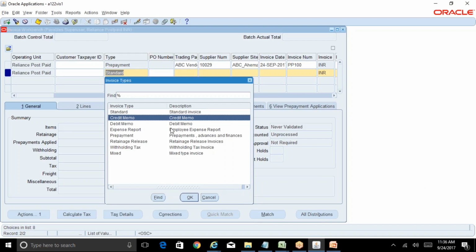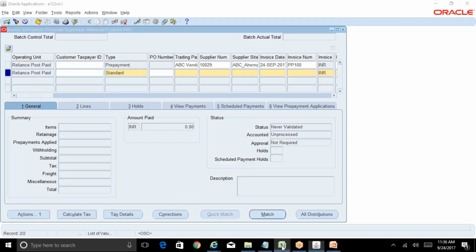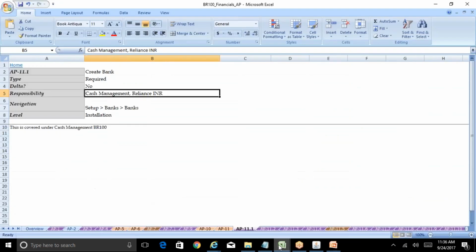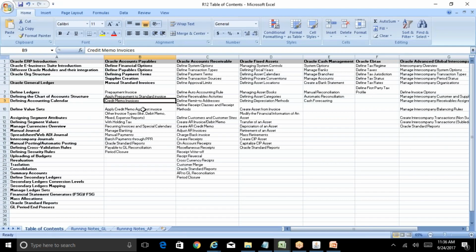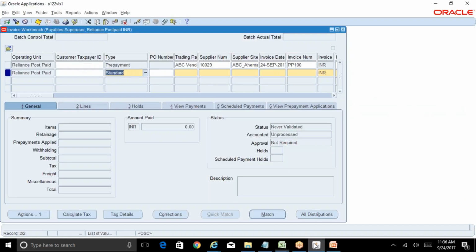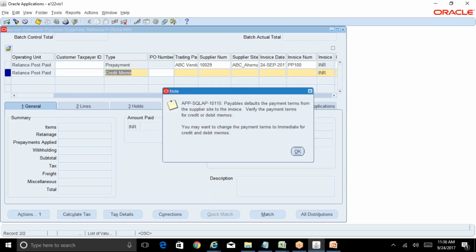Okay. So that's with regard to credit memo and debit memo, and how we can raise those credit memo and debit memo. So let us assume, okay, do we have any one invoice? Yeah, I think we have one invoice. Yeah, credit memo.